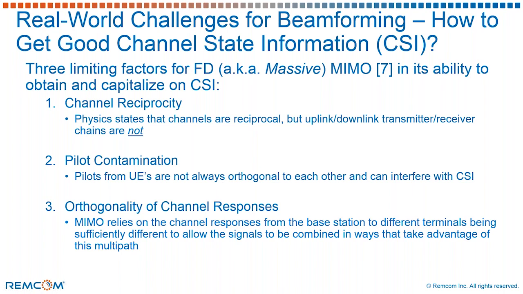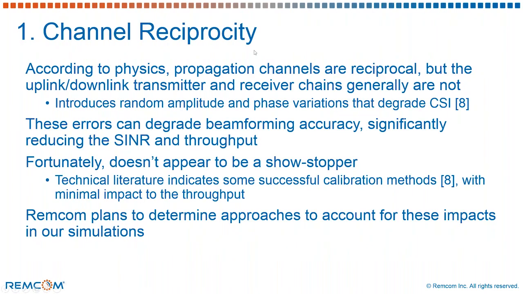Fortunately, this doesn't appear to be a showstopper. The technical literature includes many different research papers that have shown some successful calibration methods, and some of these methods appear to be possible to use with a minimal impact to the throughput. So it seems that there are ways to overcome the channel reciprocity issue. REMCOM plans to determine approaches that we can use to account for these impacts in our simulations, both from the effect of the lack of reciprocity and from the attempt of mitigation techniques to mitigate it.